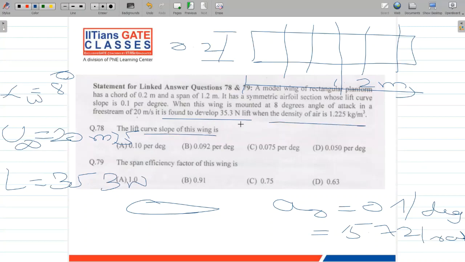Now, they've given the lift curve slope of the airfoil used in the wing, but we need to find the lift curve slope of the wing itself, which is nothing but the A, which I'm calling it over here. And this is true, right? Because the wing lift curve slope and the airfoil lift curve slope may not be the same because of 3D effects. So to find A, they've given us the lift, right? And first let us find CL from this lift.